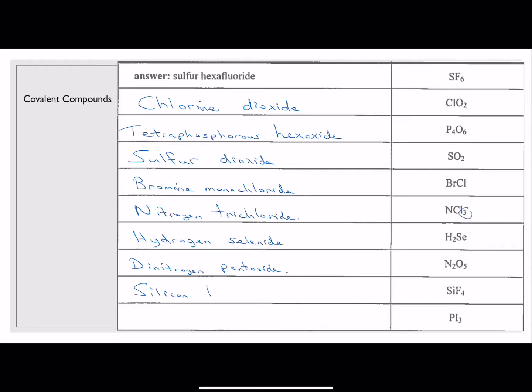The next one, I have silicon and 4 fluorides, so I'm going to put silicon, and the prefix for 4 will be tetra. It is important to spell fluoride correctly, right? There we go. So silicon tetrafluoride. And the last one is phosphorus with 3 iodides. So this must be phosphorus, triiodide, because I have 3. So again, the prefix is tri, so triiodide.